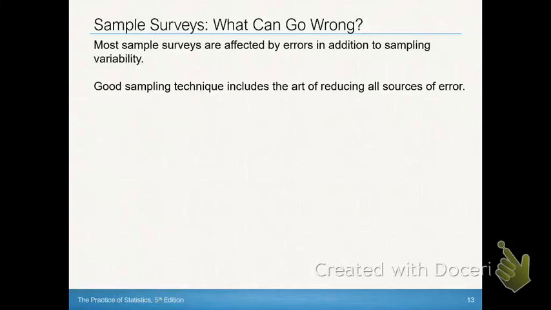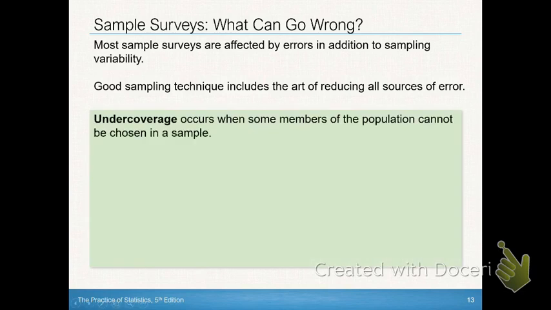In this video, we'll look at some other potential issues when conducting surveys. In a previous section, we already looked at how conducting a convenience sample could lead to bias. Here are some other things that could go wrong when conducting a survey. First, you want to watch out for undercoverage.